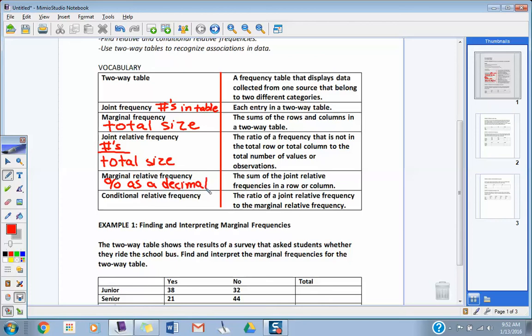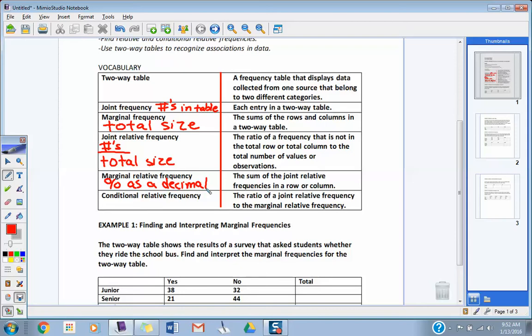So I'm just putting up some notes here to try and make this shorter. When I say marginal relative frequency, I read this right here: the sum of the joint relative frequencies in a row or a column. Which one makes more sense? Percent as a decimal, or the sum of the joint relative frequencies in a row or a column? Which one makes more sense, mine or theirs? And the one in red does, doesn't it?